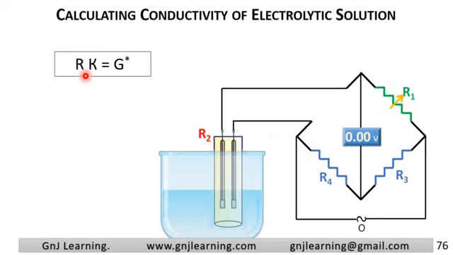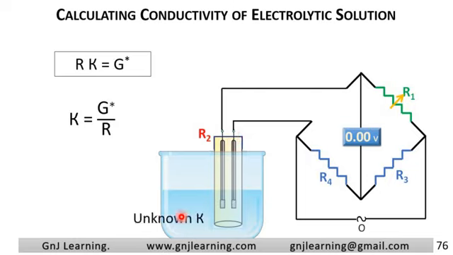Here is the formula. R into kappa is equal to G star. Resistance into conductivity is equal to G star. Now I have the same apparatus again, but this time the conductivity of this solution is not known. So I want to find out the conductivity of this solution. Conductivity can be found out if I know the cell constant and resistance. The cell constant for this particular conductivity cell is already fixed from the previous problem.